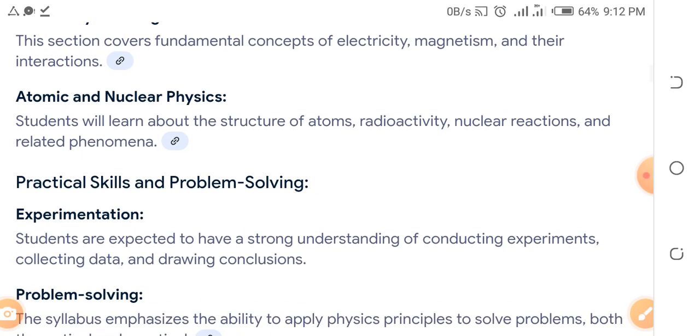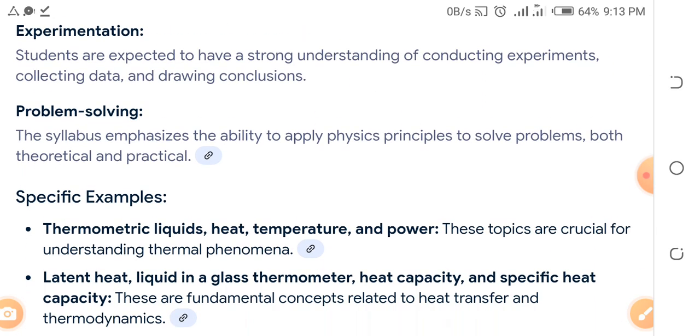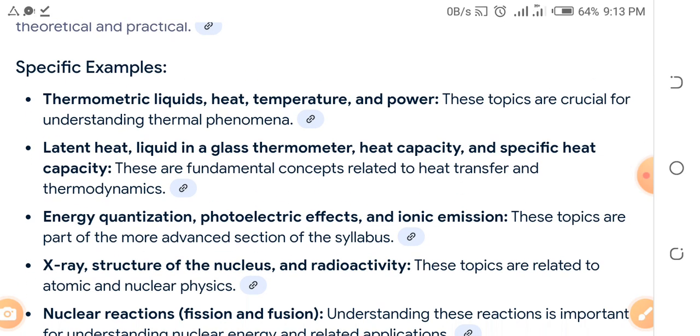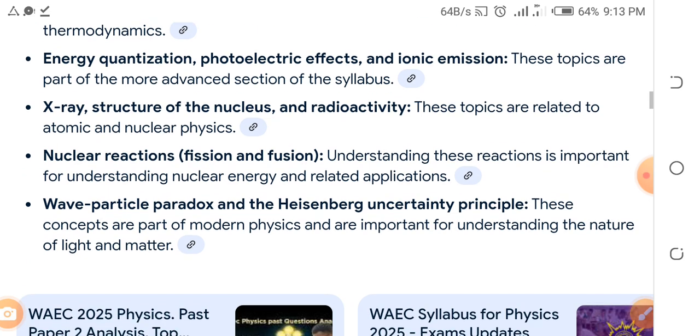Study atomic and nuclear physics. So then we learn about the structure of atoms, right? You need to learn about the structure of atoms, radioactivity, nuclear reactions, and related phenomena. I hope you understand. Study things like thermometric liquid, heat, temperature, latent heat, liquid in a gas thermometer, and others. Energy quantization, photoelectric effect, thermionic emission, X-rays, structure of the nucleus and radioactivity.